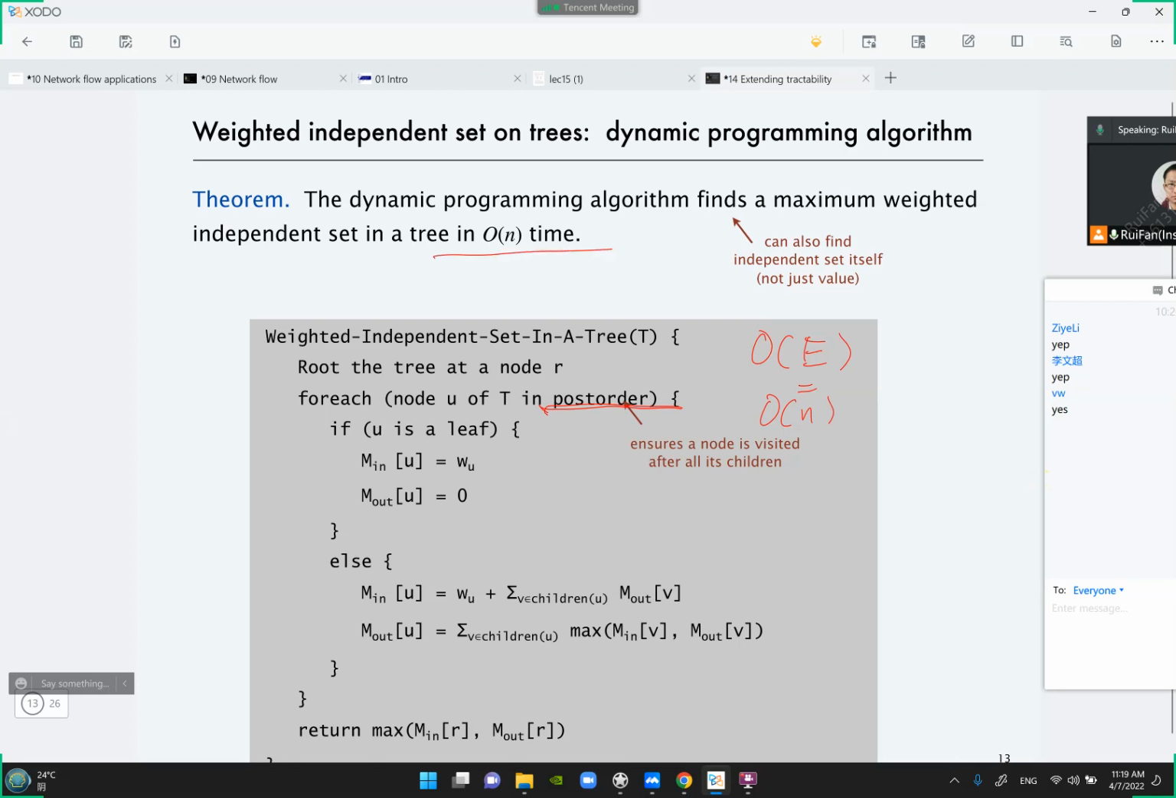So therefore, you can run this algorithm, so you can find a maximum weight independent set in a tree in linear time. Okay, any questions about this?